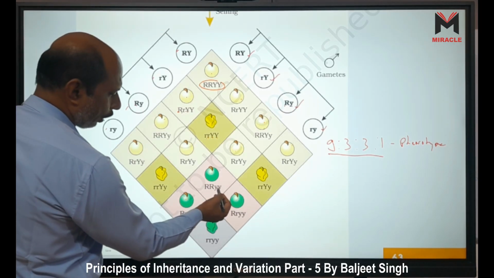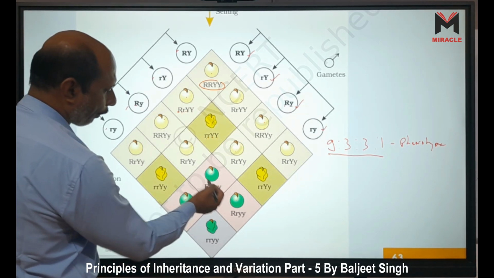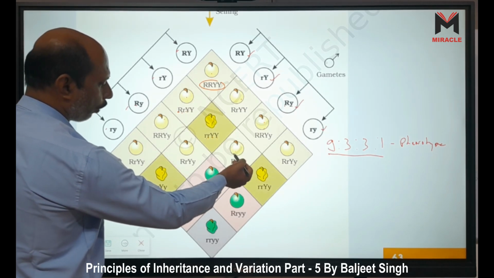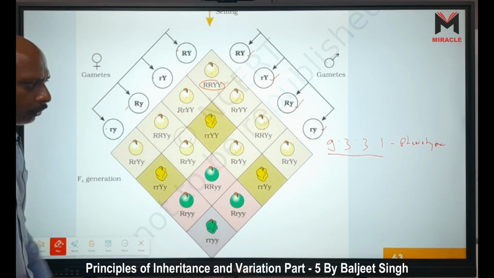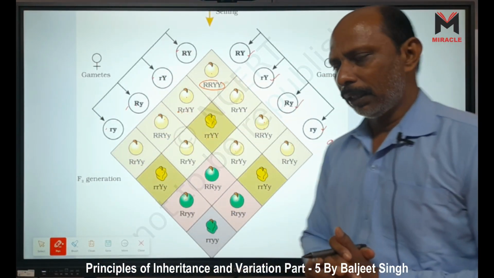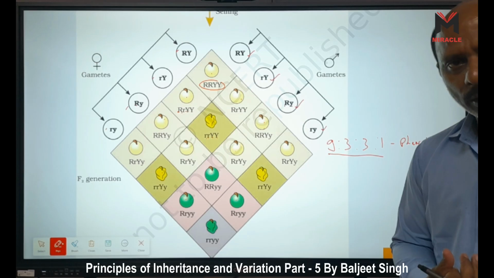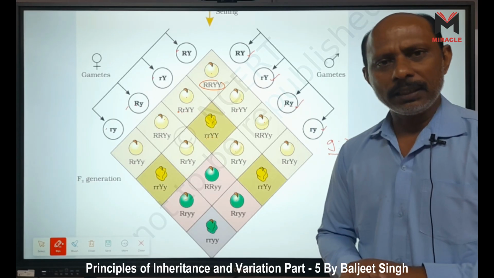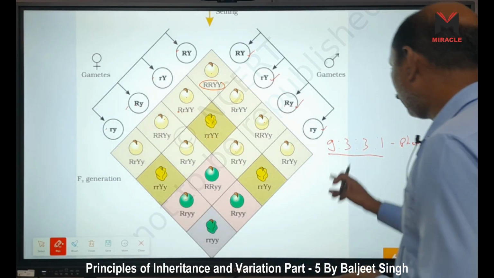You can see here only small y is there, that's why it is green in color, no yellow color. But capital R present means round. In this case, capital R and capital Y both are present, so round and yellow is present. Do you understand? Here only small letters are there, so wrinkled and green. If one capital letter is present, that trait shows. Capital R present means round and capital Y present means yellow. If both are recessive, both small r, it is wrinkled. Both small y, it is green. So you can understand this is the phenotype.